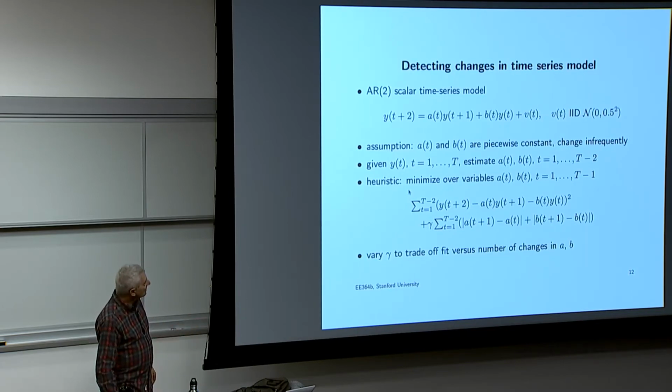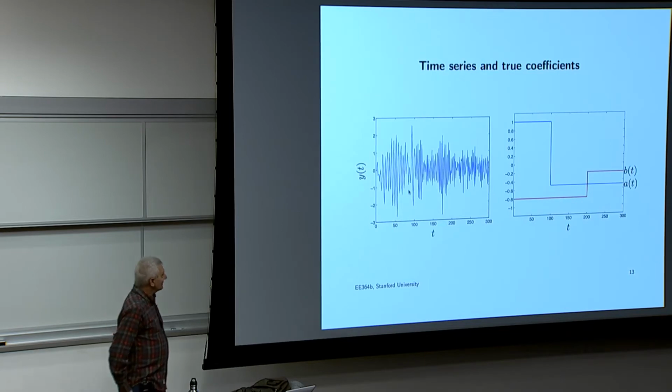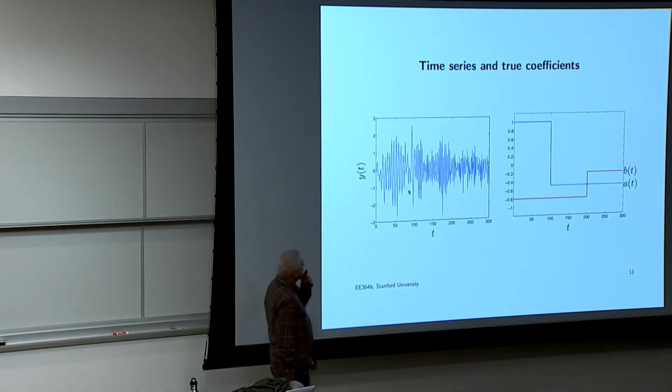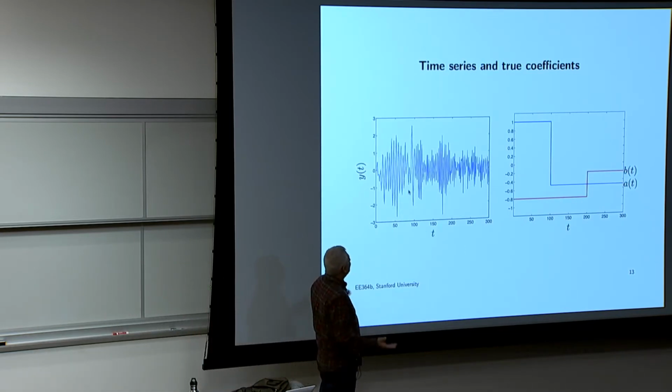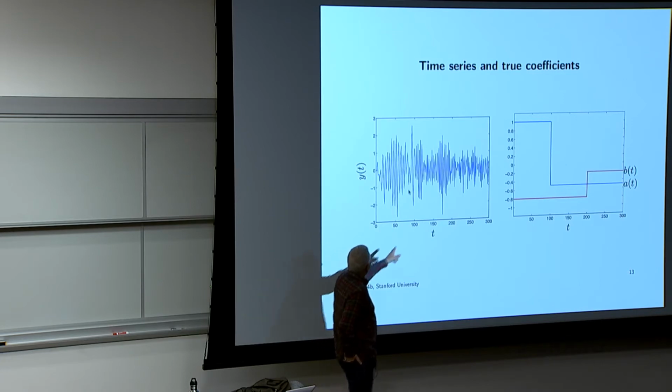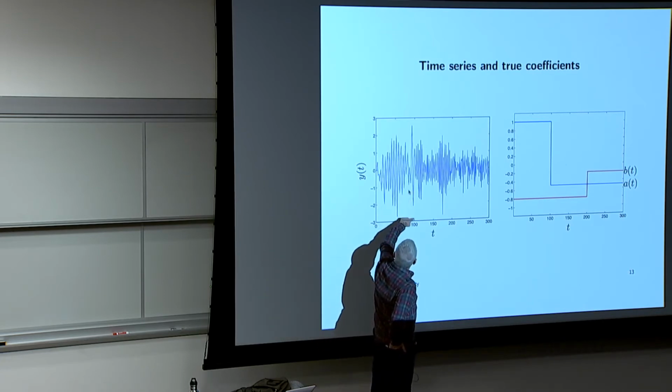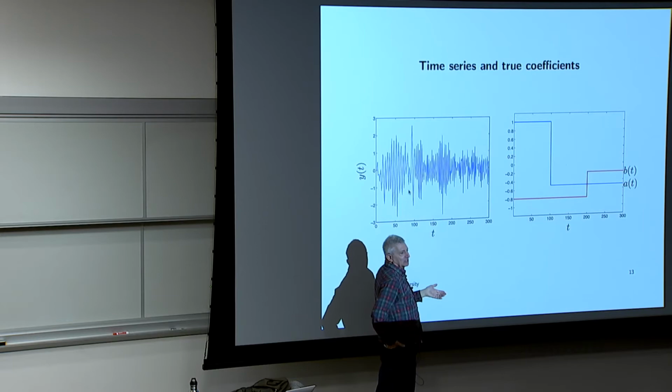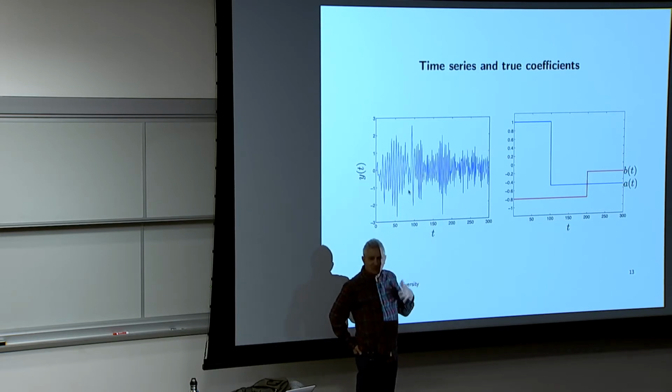Okay, here's a quick example. Here's some data that was generated. Here's A and B. Since you see A and B, you can see they change at t equals 100 and t equals 200. If you look with your eyeball and draw a line here, your spectral analyzer in your eyeball says something happened.